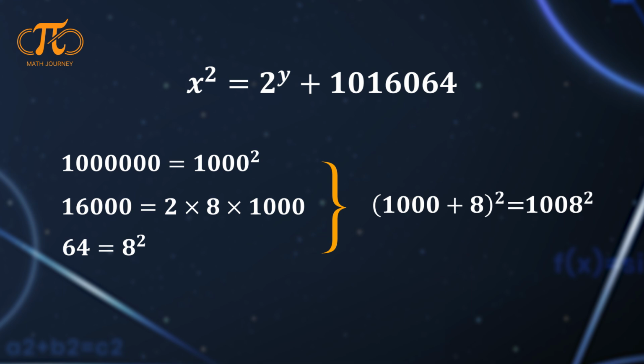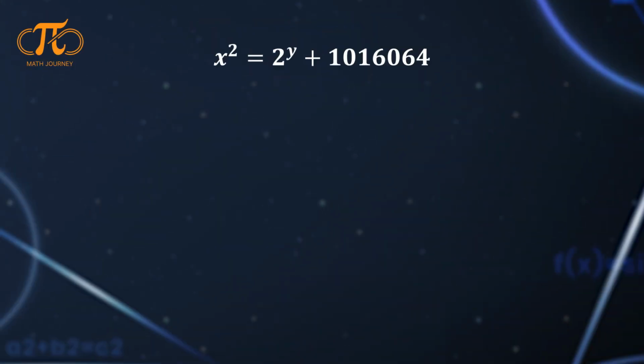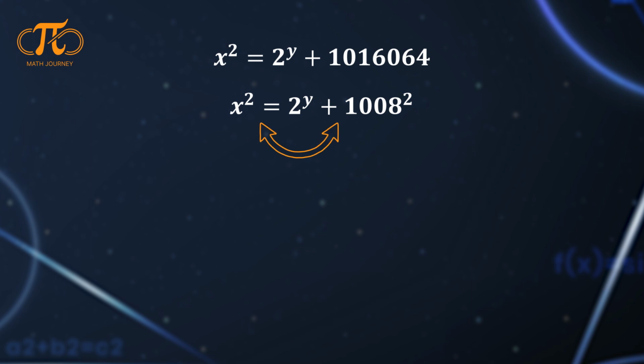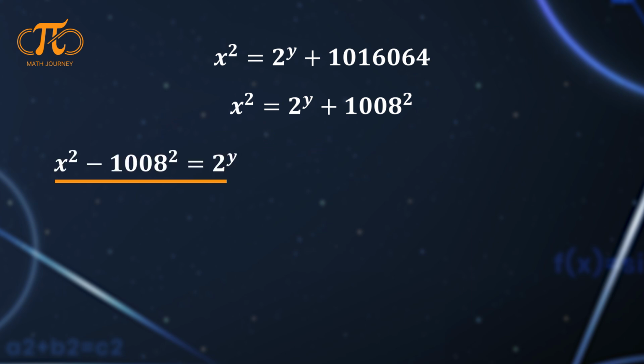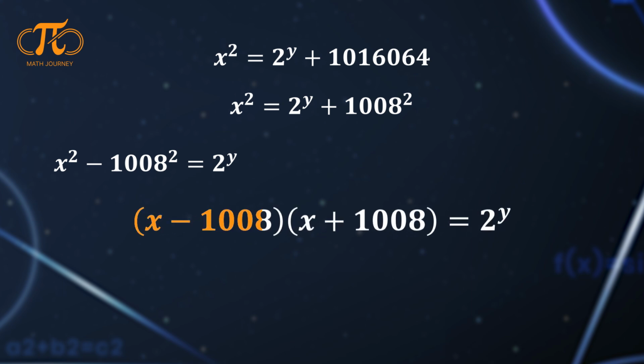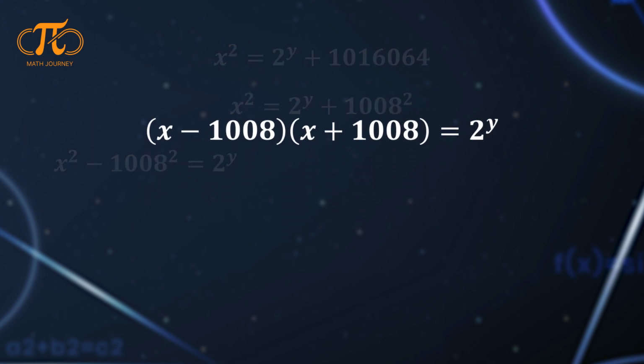So, 1,016,064 is actually 1,008 squared. Let's use this insight to rewrite our original equation. We have x squared equals 2 to the power of y plus 1,008 squared. Next, let's move 1,008 squared to the other side, giving us x squared minus 1,008 squared equals 2 to the power of y. This is a difference of squares, which we can factor as x minus 1,008 times x plus 1,008 equals 2 to the power of y.